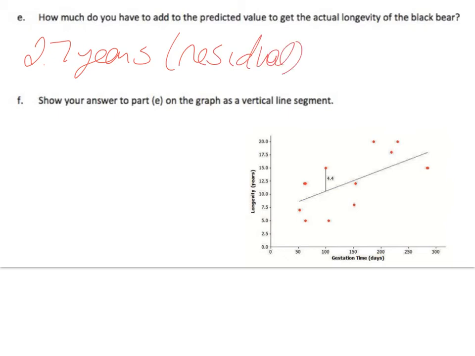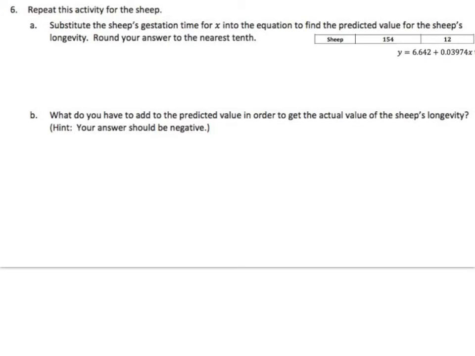Show your answer to part E on the graph as a vertical line segment. Right there. And that would be 2.7, right? Let's do this again for the sheep. So we're going to substitute 154.